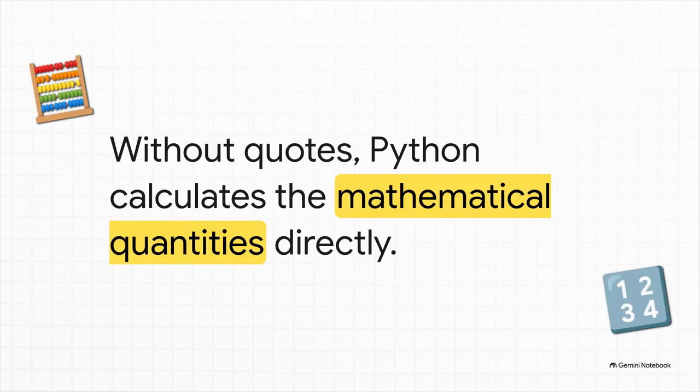But check this out. What happens if we completely drop those quotes? If you type print, open parentheses, 100 minus 45 plus 20, close parentheses, well, Python notices there are no quotes. Because of that, it treats the contents as actual mathematical quantities, calculates the sequence, and will print the final result, which is 75, directly to your screen. It is doing the math for you.